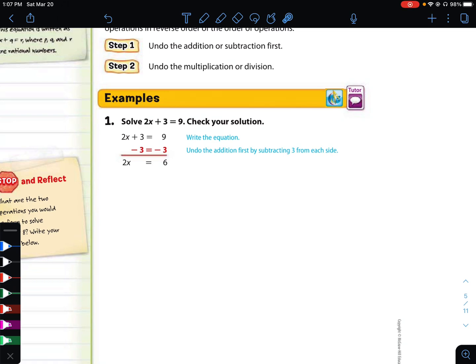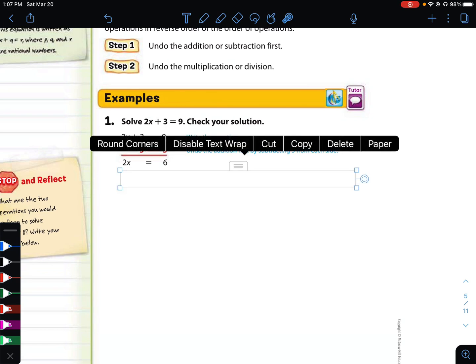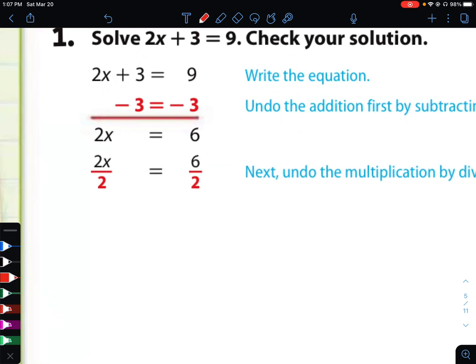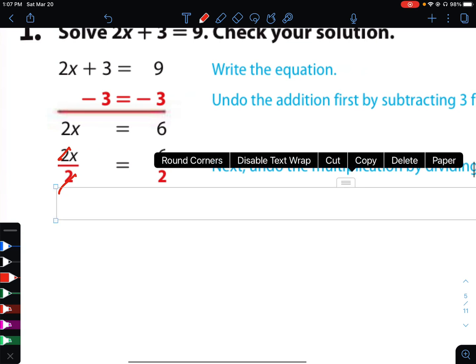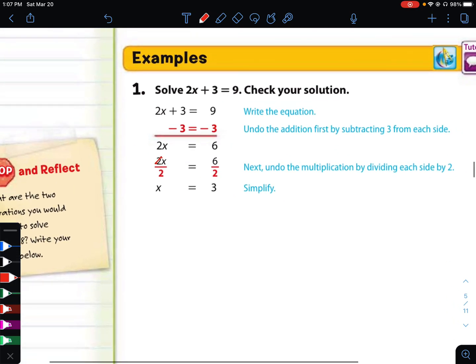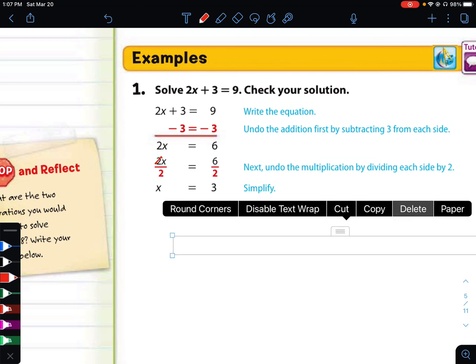Now this becomes a one-step equation. And from lesson 2, using the division property of equality, we simply divide both sides by 2. The 2 cancels out here, and you are left with x equals 3. There you go. So the solution in this case is 3.